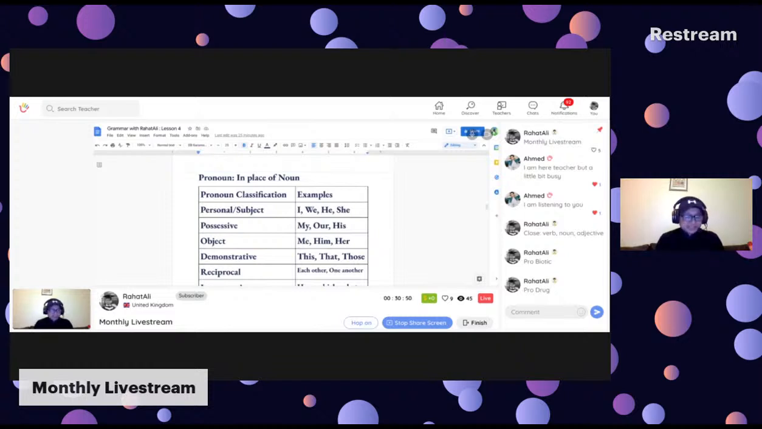Next one is the demonstrative pronoun. Demonstrative pronouns point to and identify a noun or pronoun. This and these refer to things that are nearby in space or time, while that and those refer to things that are farther away in space or time.